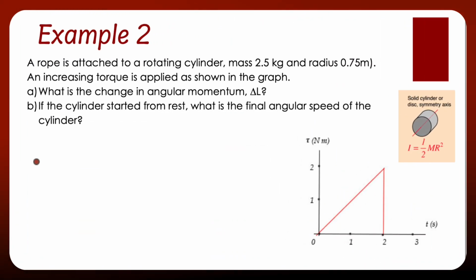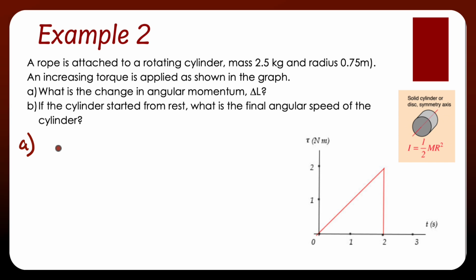Okay, on to example 2. A rope is attached to a rotating cylinder. I've got the mass and its radius. They've also given here how to calculate its moment of inertia. An increasing torque is applied as shown in the graph. What is the change in angular momentum?